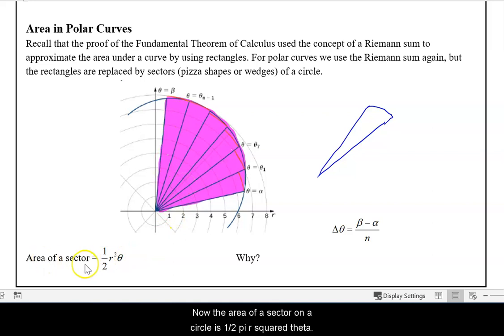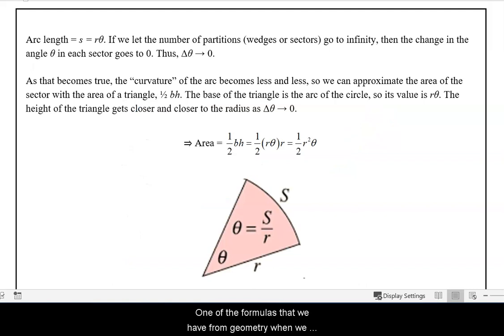Now the area of a sector on a circle is 1/2 r squared theta. Your book gives you one definition for it, but I want to give you a different definition for it, which will help us to understand how the wedge is being used as an approximation for this area. One of the formulas that we have from geometry when we studied circles is that arc length is given by r theta. Remember that arc length is the length that the piece of pizza has along the crust.